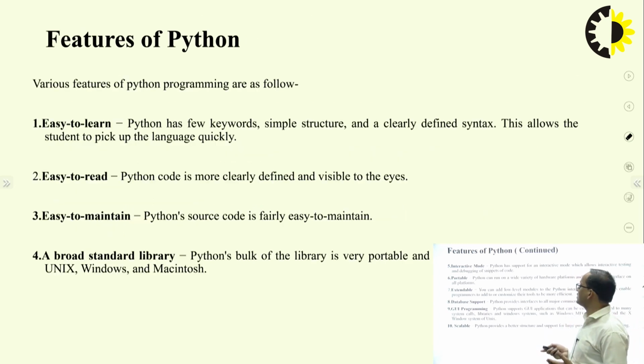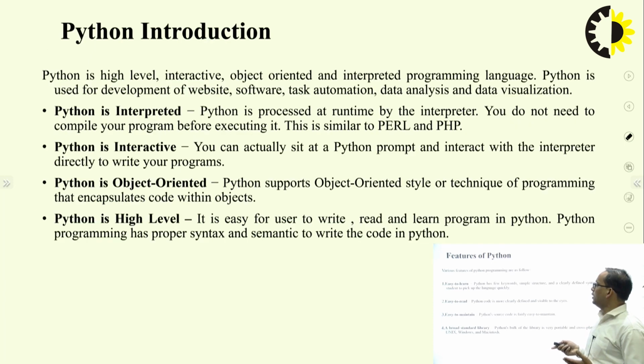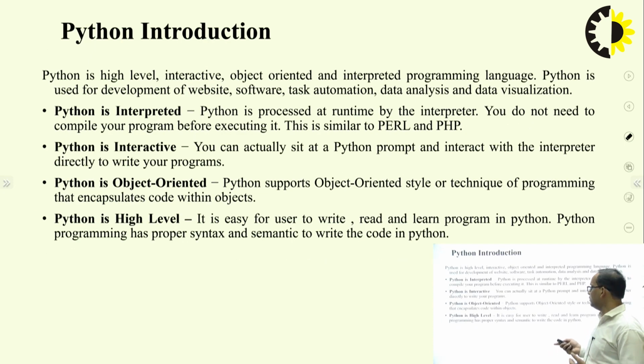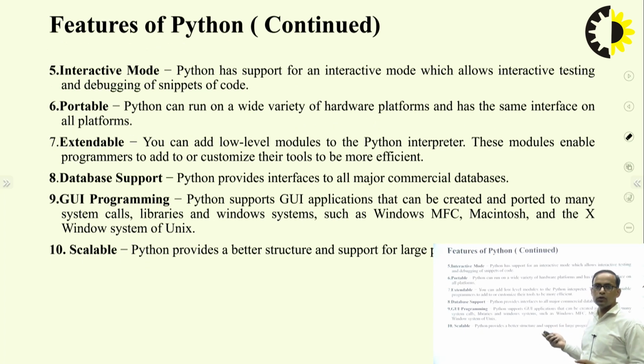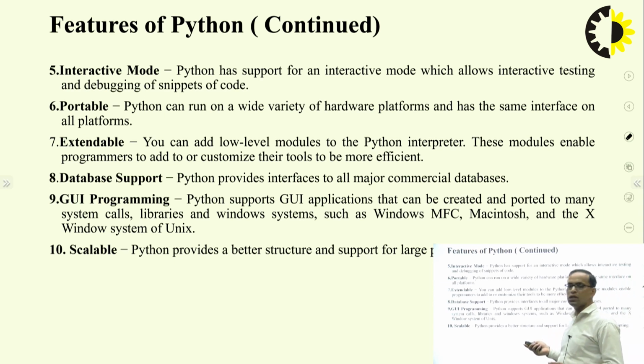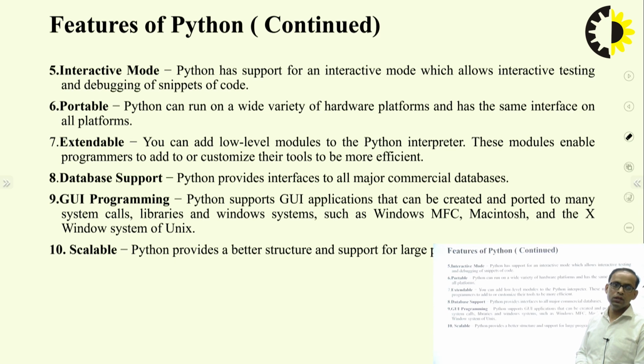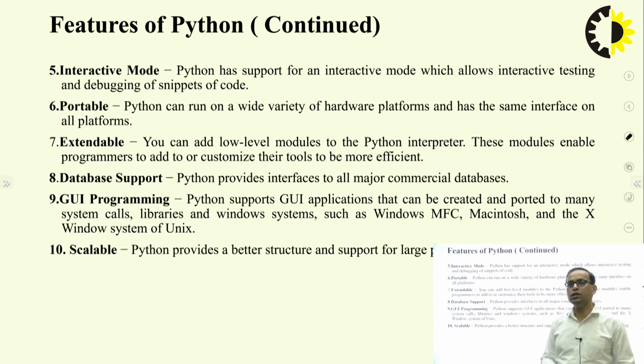So these were some features of Python programming. It is interpreted, it is interactive, it is object oriented, it is a high level language, it is easy to learn, easy to read, easy to maintain a Python program, and it supports a large number of libraries or modules. It supports the interactive mode. Python also supports the scripting mode, which I will discuss in the next slide of this lecture. Python is a portable, extendable language. It supports database and GUI programming. It is a scalable language. So this is the basic introduction of Python and the features of the Python programming language.